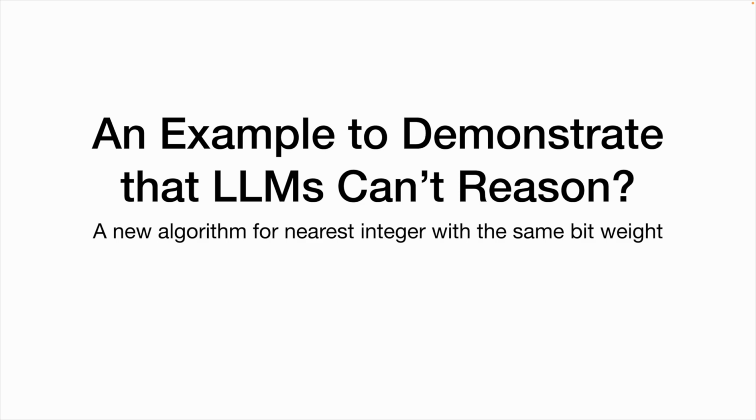I may have accidentally come up with an example that LLMs such as ChatGPT can't really reason. This happened while I was trying to make sure that my new algorithm for finding the nearest integer with the same bit weight was correct, new, and faster than other methods.